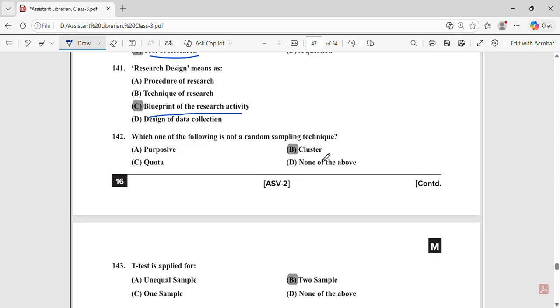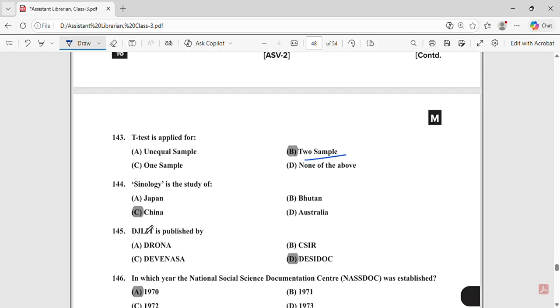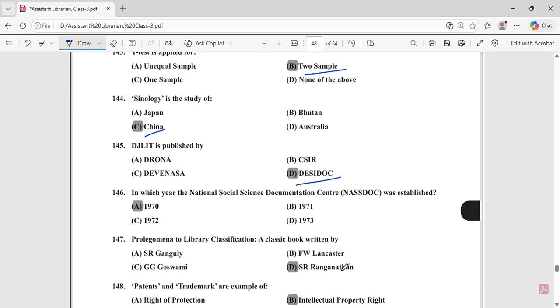Research design means a blueprint of the research activity. Which one of the following is not a random sampling technique? That is cluster. T-test is applied for the two sample. Sinology is the study of China. DJLIT is published by DESIDOC.